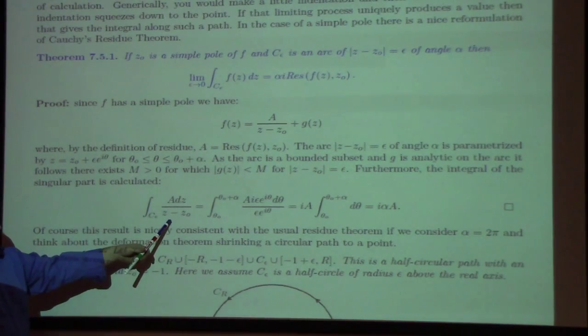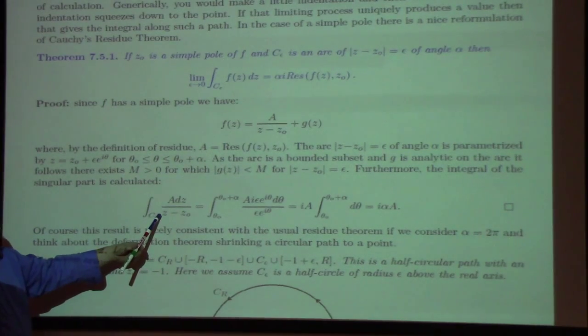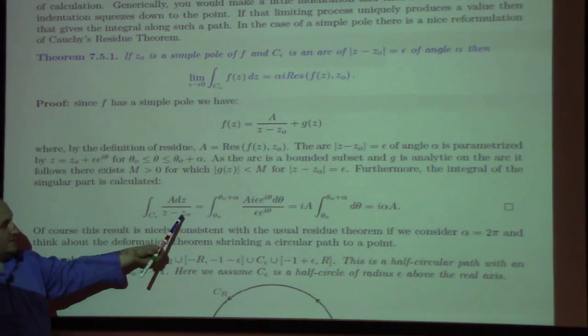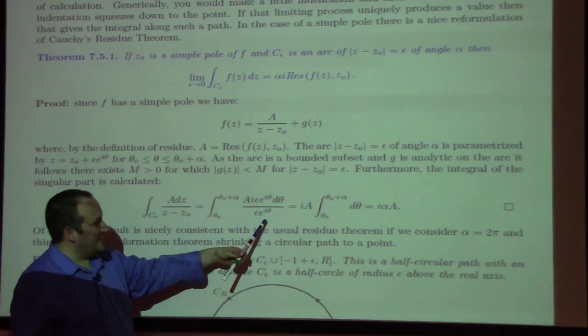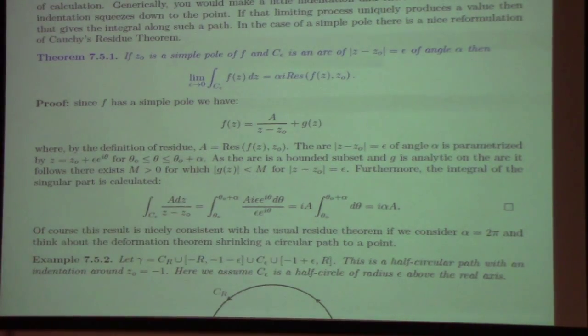And when you integrate the singular piece along the arc, you just put in the parameterization, epsilon e to the i theta, from theta naught to theta naught plus alpha. You get this, the e to the i thetas cancel, and you're just left with the integral of d theta, and there it is, which is just i alpha times the residue. Man, that's simple. I love this little proof.